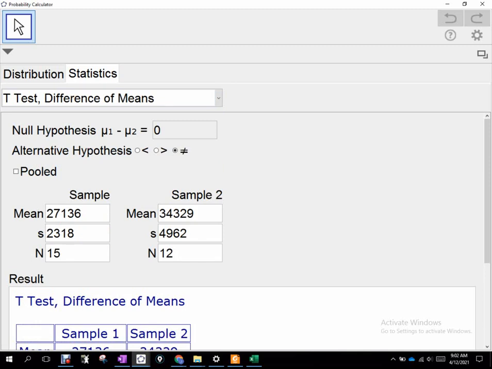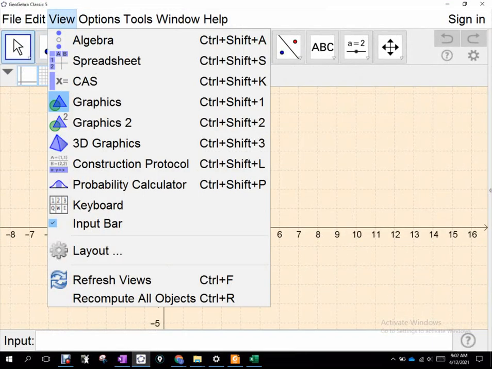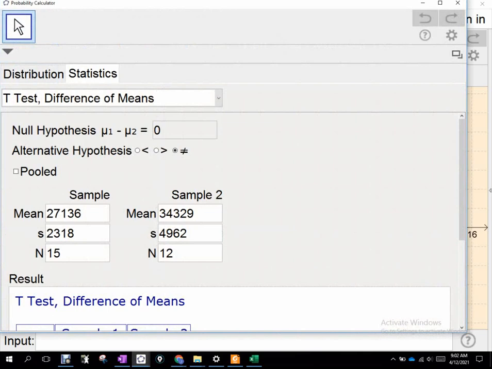Say again? Oh, you go up to View, and then down to where it says Probability Calculator. Does yours have it? There it is. Yep.